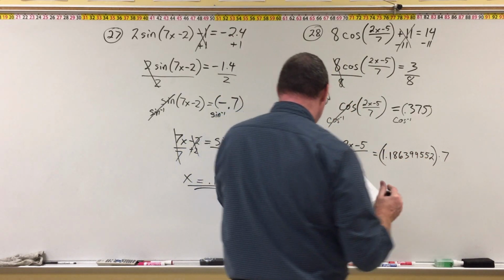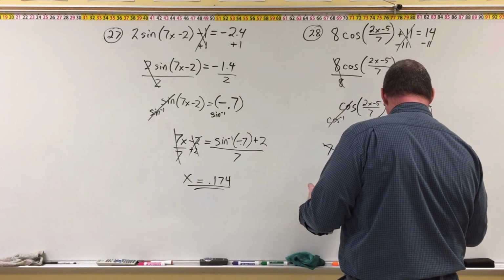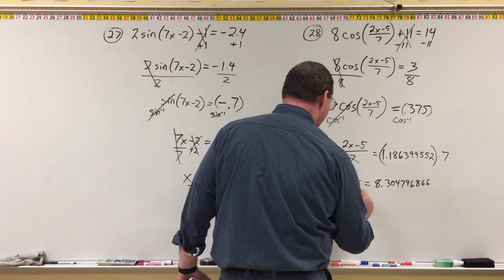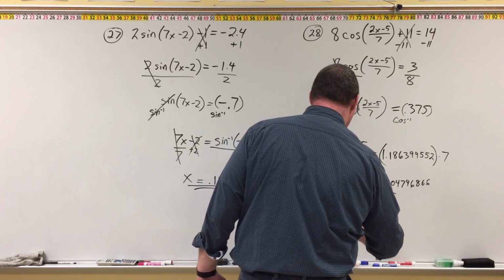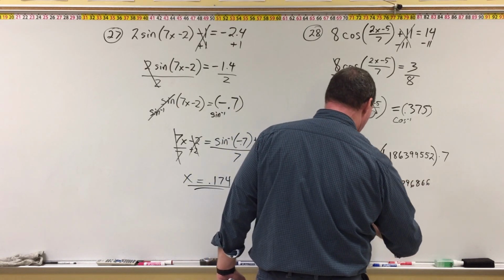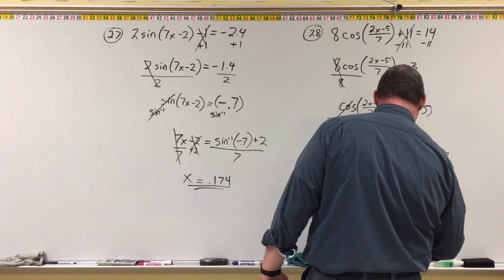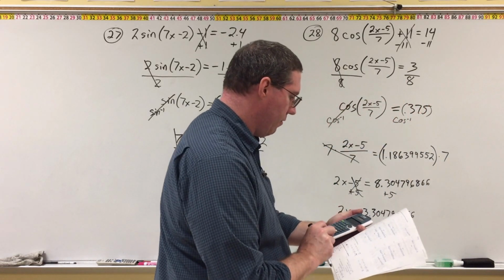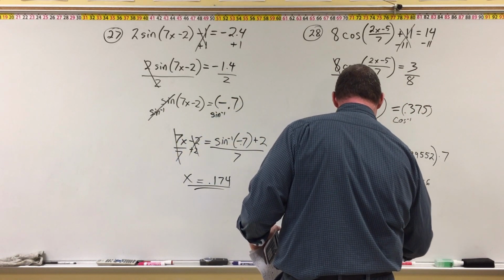And that's going to give me 8.304796866. Okay, then I'm going to add 5 to both sides, and that's going to cancel over here, so 2x is equal to... adding 5 just makes this, the decimal will be the same, but this will now become 13.304796866. Okay, so I'm going to add 5 in the calculator, so 13.304796866, divide by 2 on both sides.